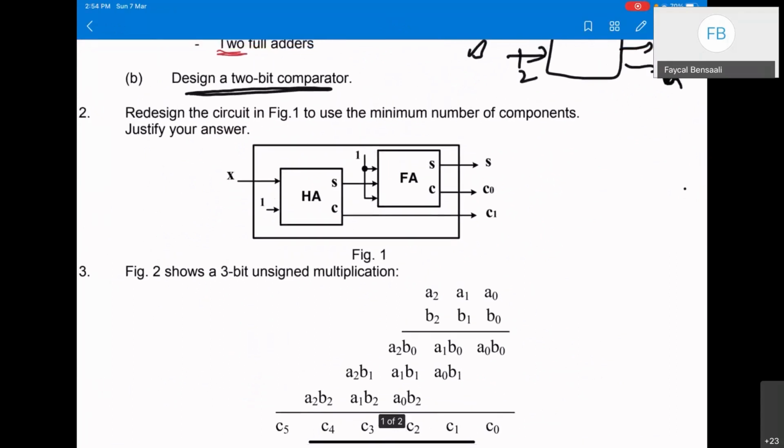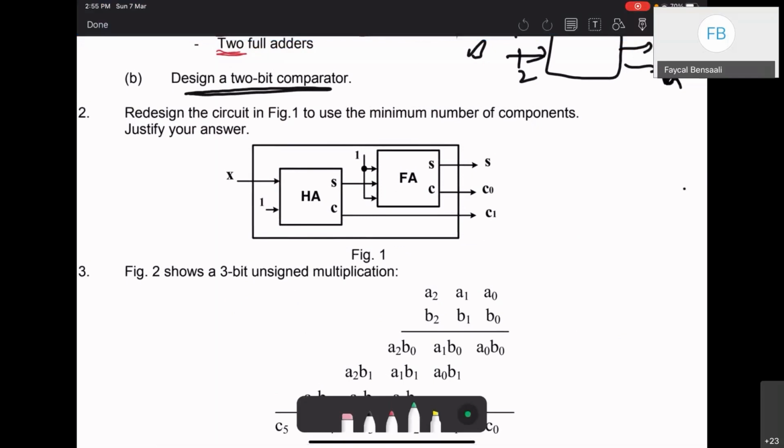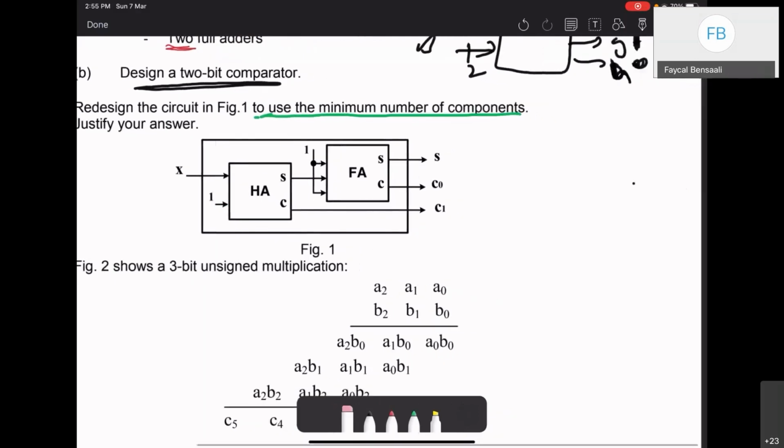So we have this circuit. It includes one half adder and one full adder. We have input X, and this input is always 1 for this half adder. Those two inputs as well are always 1 for this full adder. And then we have S, C0, and C1. We ask you to redesign this circuit to use the minimum number of components. So how can we proceed here?